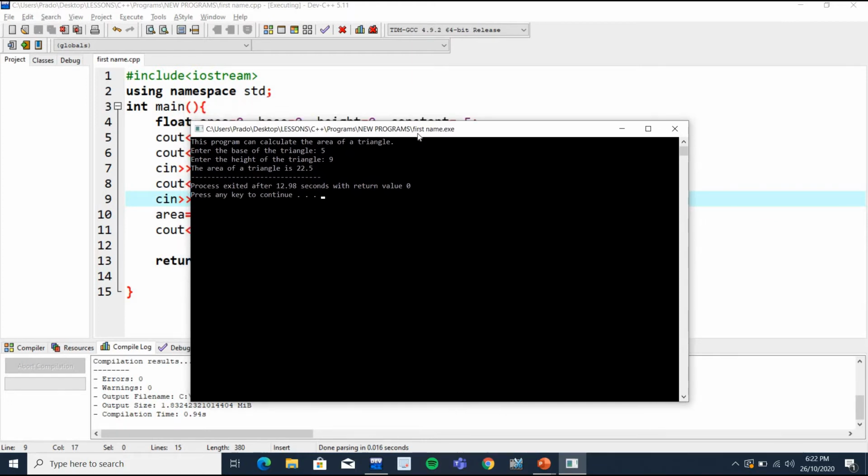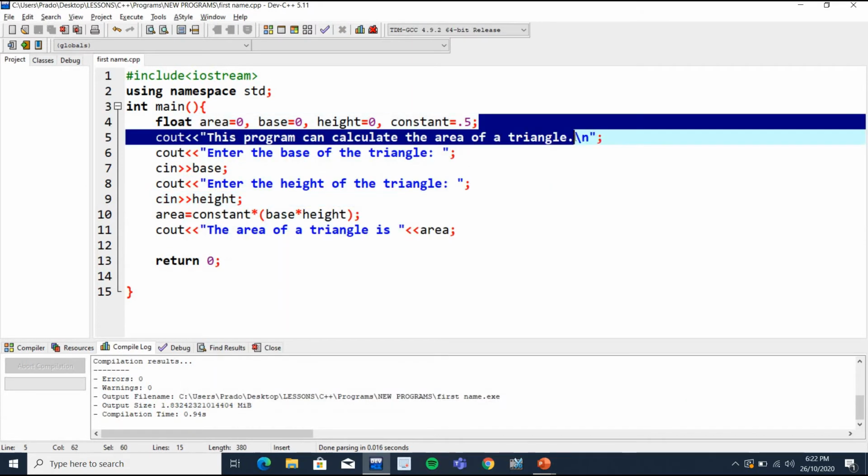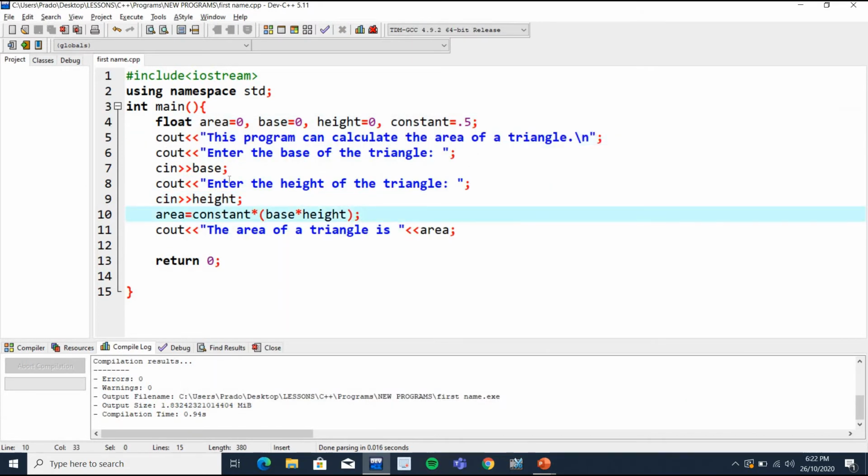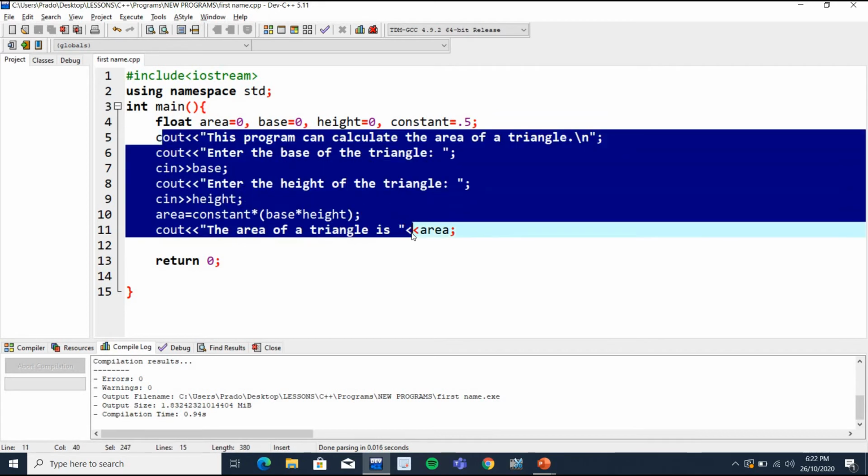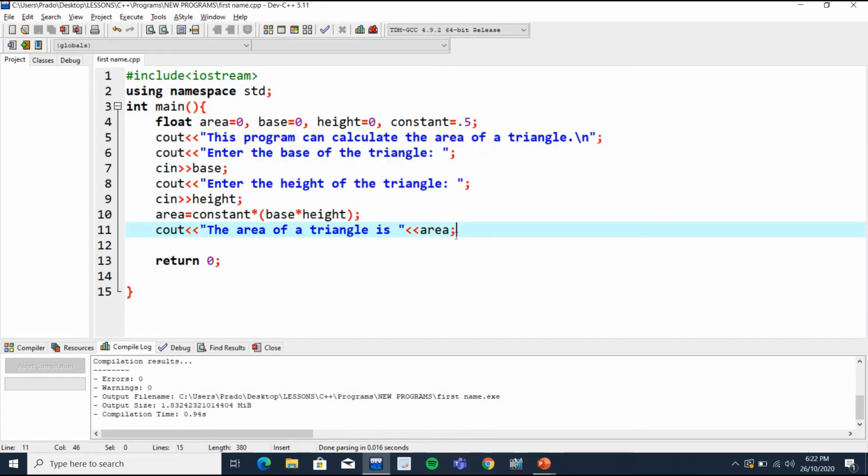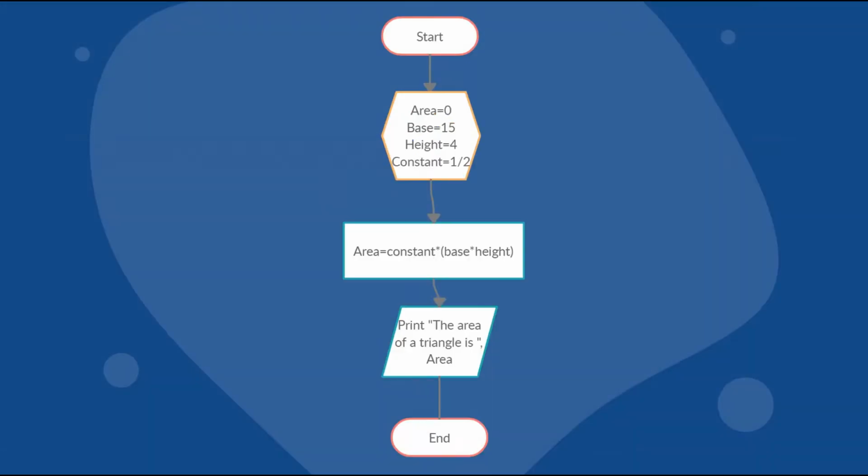So, yan po yung pagkuha ng area ng triangle. So, ito po yung example ng sequence structure kasi tuloy-tuloy nga po yung program. Hindi siya naghihingi ng conditions, kumbaga. So, this is the simplest structure of a C++ program.